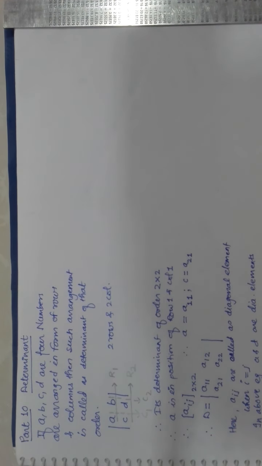That means if it has 10 rows and 8 columns, the order of the determinant will be 10 by 8. Even if it is written as a cross, it is read as 'by'. So it is 10 by 8. So it is not a square determinant but a rectangular determinant, which we don't have in our course. Further you will be studying it.